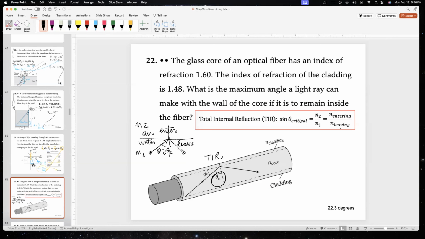And n2 is the medium you're trying to enter. That's what it means in entering and leaving. Hopefully it's trying to make things easier for you, may not.